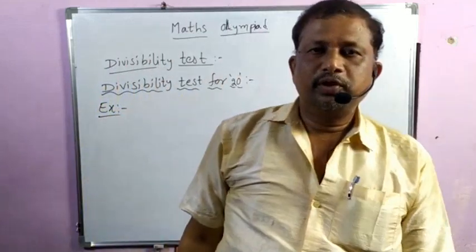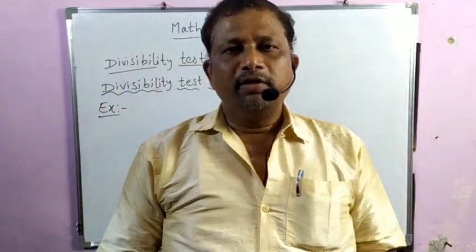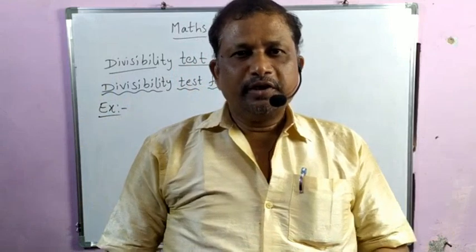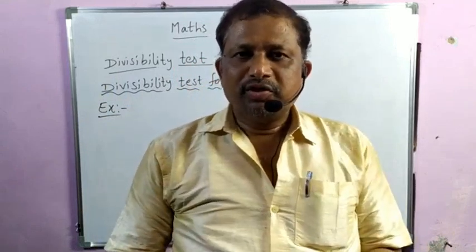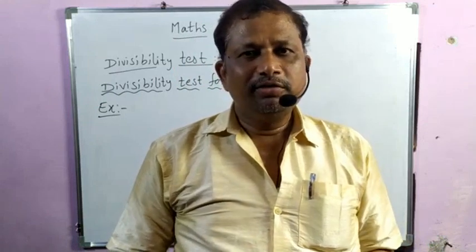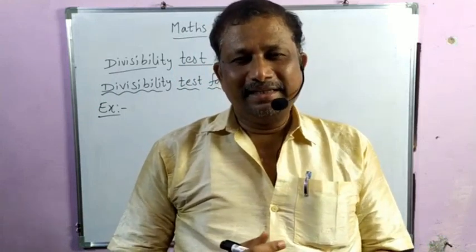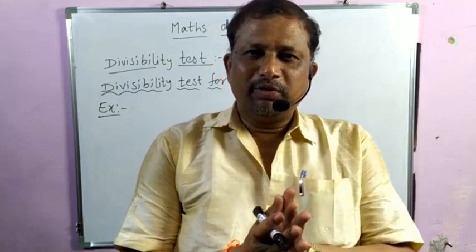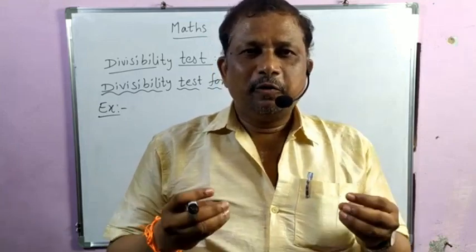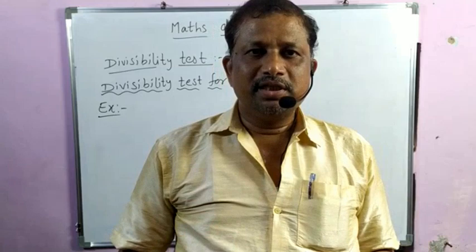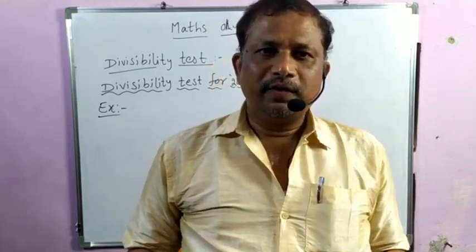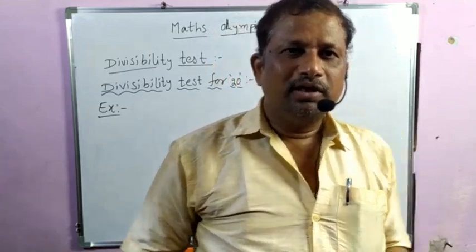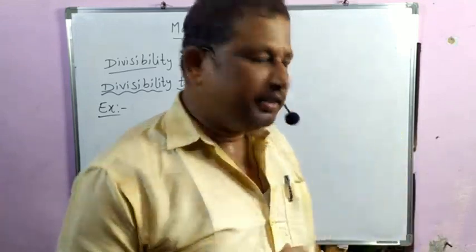What is the divisibility test for 20? In a given number, the last two digits should be a multiple of 20. So what are the multiples of 20? 00, 20, 40, 60, 80, and so on. These are the multiples of 20. If the last two digits of the given number are a multiple of 20, then the given number is divisible by 20. Otherwise, it is not divisible by 20. Let us see by taking one example here.